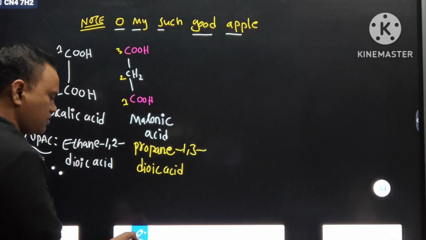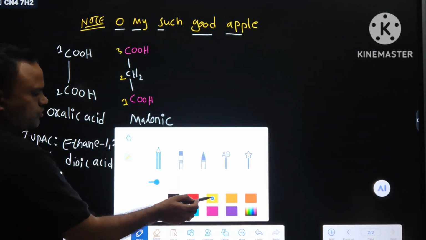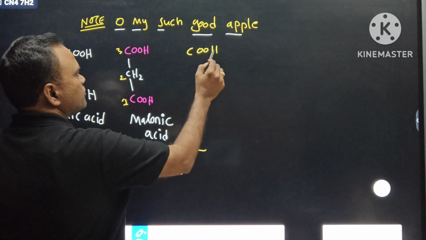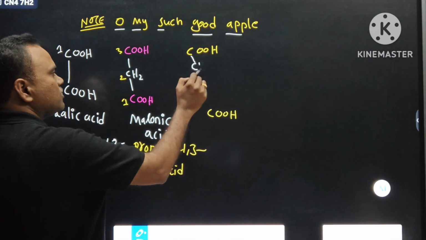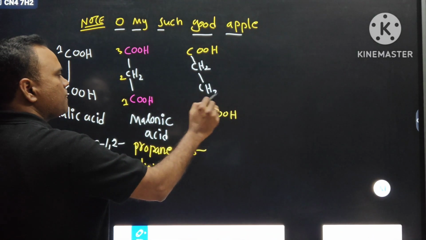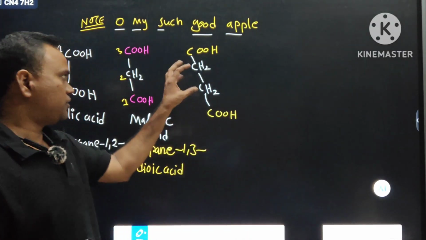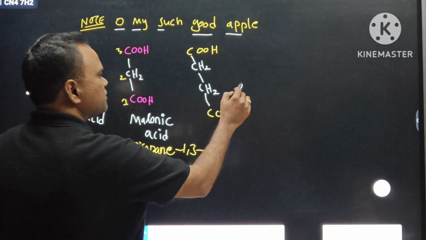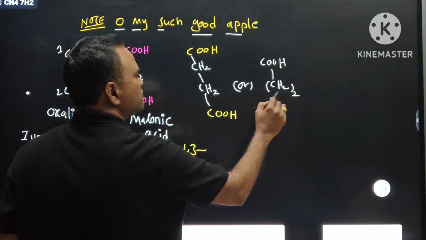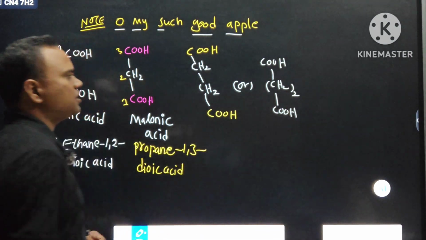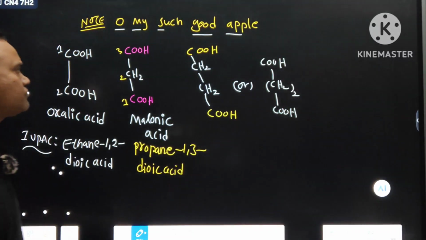Next, we have to insert two COOH groups. COOH. Insert 2 CH2 groups. One CH2, another CH2. You can write like this also: CH2 taken 2 times within the bracket. COOH, CH2 taken 2 times. This is also correct. Both are correct. Within the bracket, we can write 2 times.